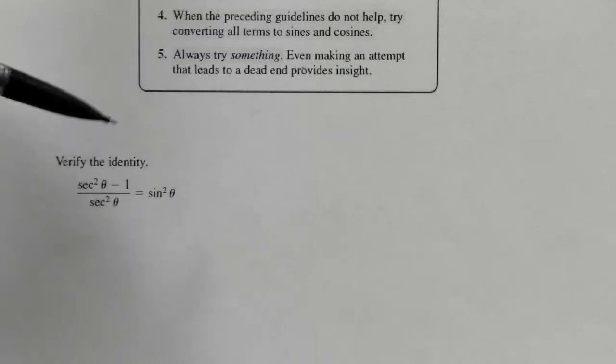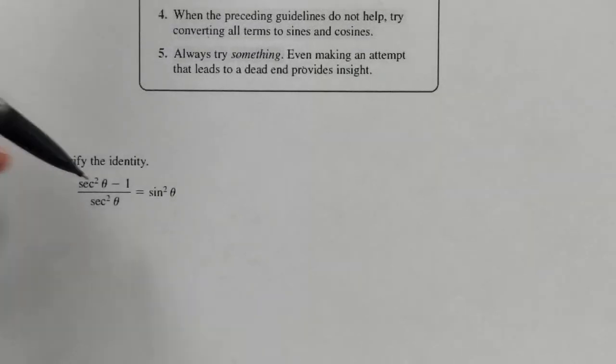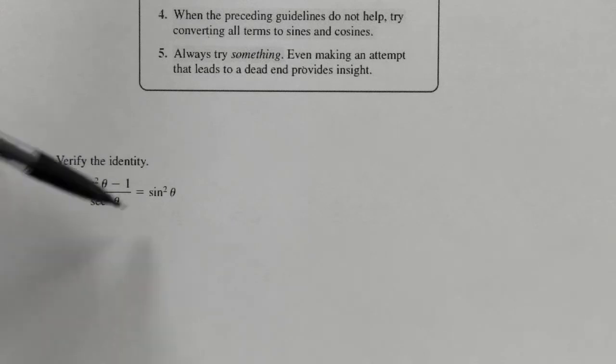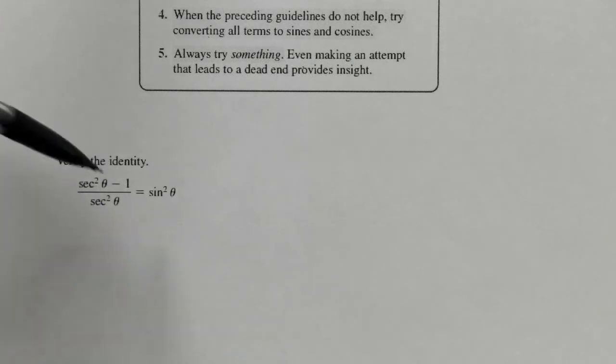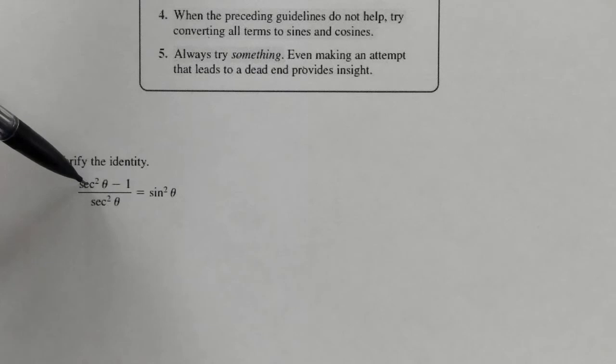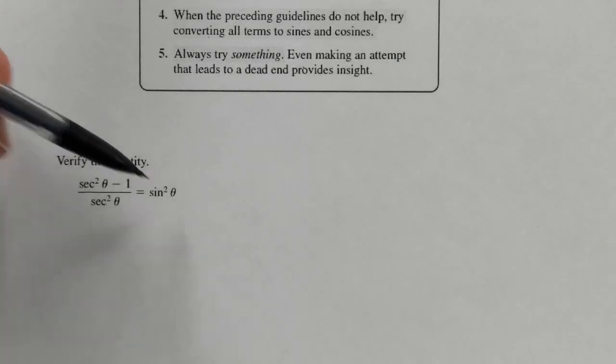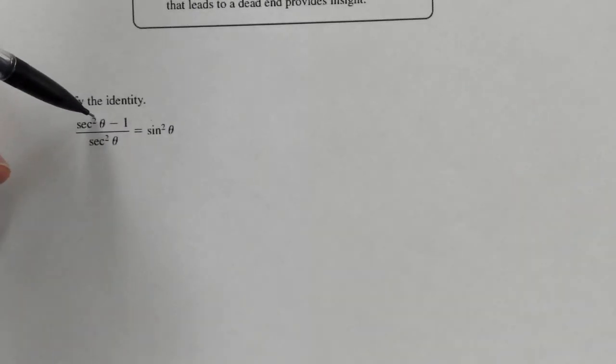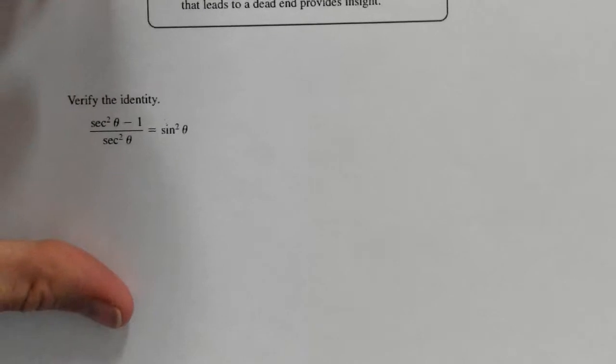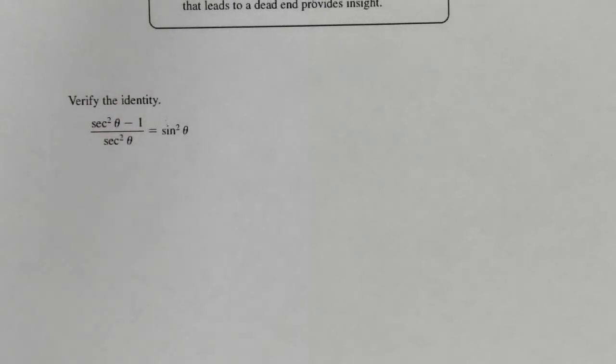Again, what we want to do is start, remember, with the more complicated side. So we're going to start with this side. We want to turn this into this by following these guidelines. Once we turn it into this, we are done. That is our goal here. All right, so let's start with it. Let's see what we got here.